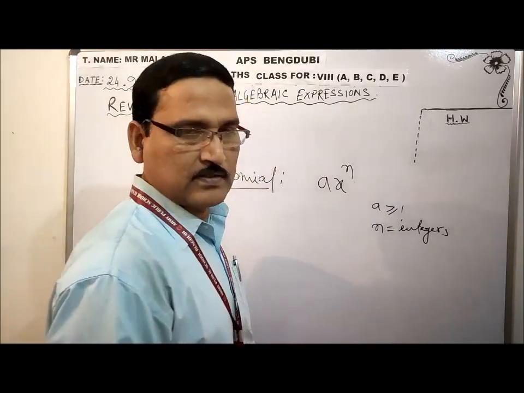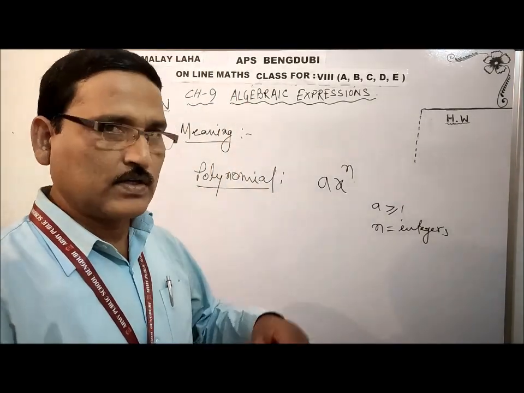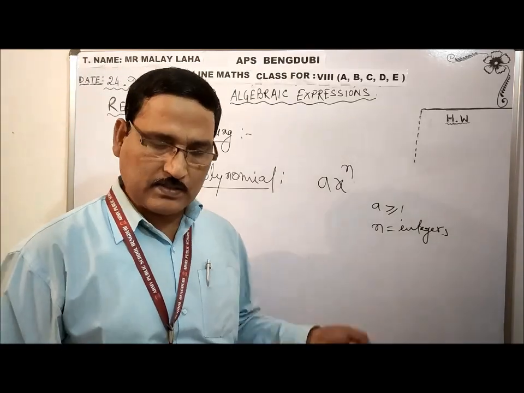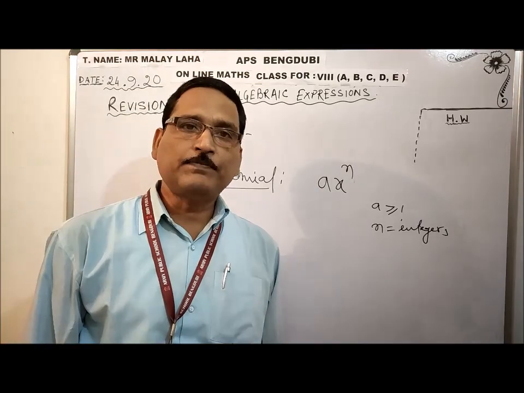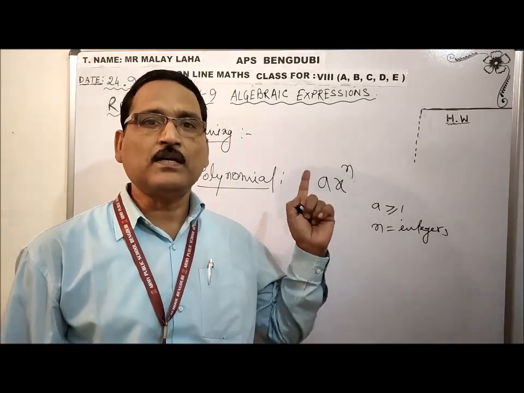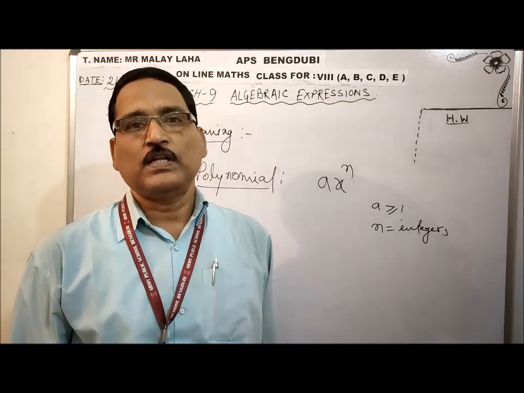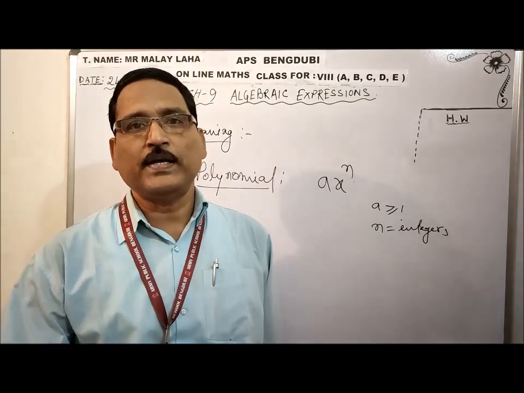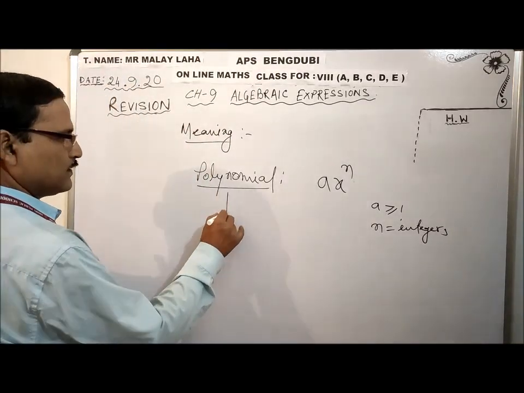N will be integers: negative, positive, 0. When negative is there, then what type of term will be there? That will come later on. Okay. So an expression may consist of one term. So a polynomial may consist of one term or many terms. Depending on the number of terms, the polynomial has been classified into polynomial types.